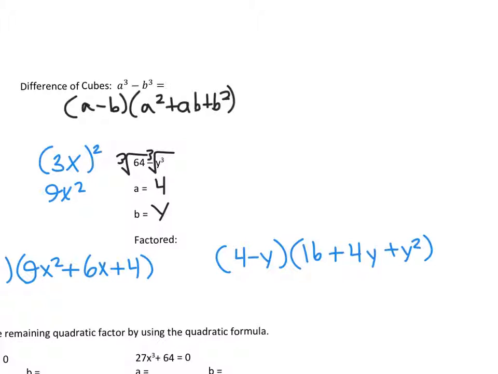If you want to, you can just do the distributive property, multiply 4 by all three terms, and multiply negative y by all three terms, and see if you get 64 minus y cubed. That's how you can check your answer.